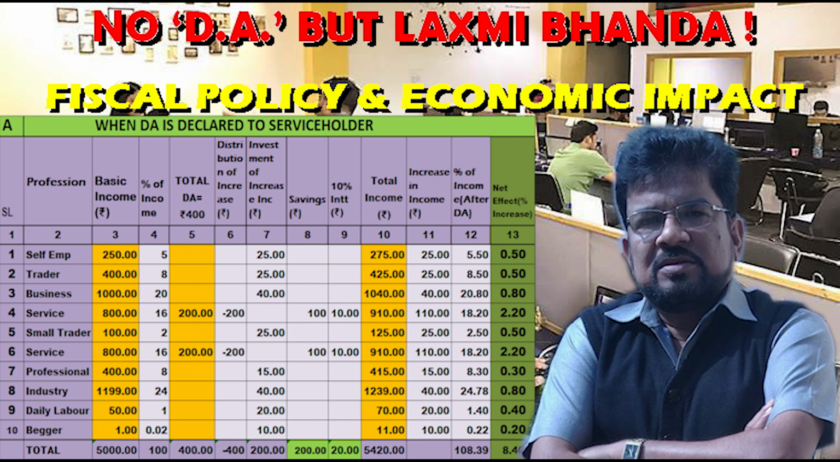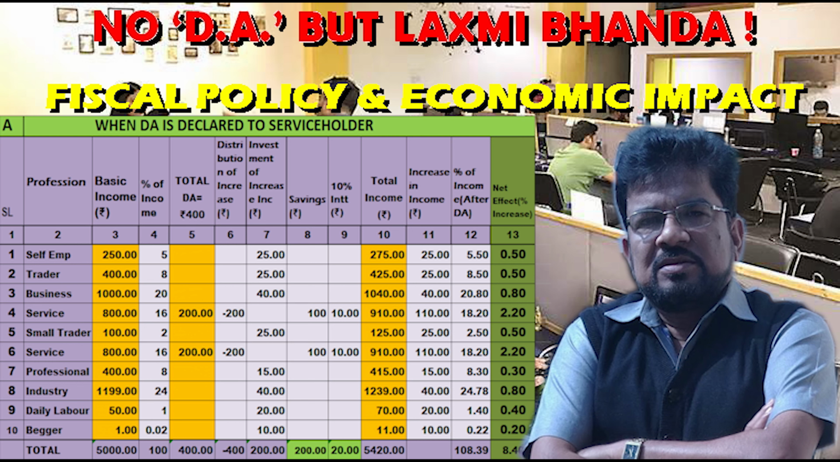Now I am discussing when DA is declared to the service holder. What will happen? Here we have assumed that there are 10 groups of people. Number 1, self-employed. Number 2, trader. Number 3, business, that is a higher rank than trader. Next, service, small traders. Next, service, professional, industrialist, daily labor, and beggars, those who have no income at all. That is, there are 10 categories of earning groups or people in the society.